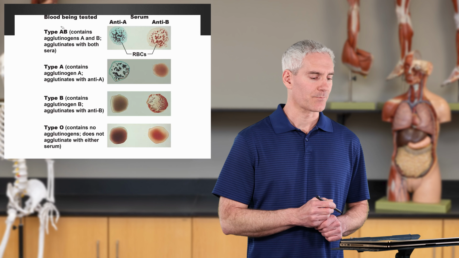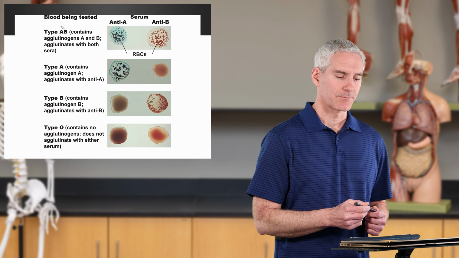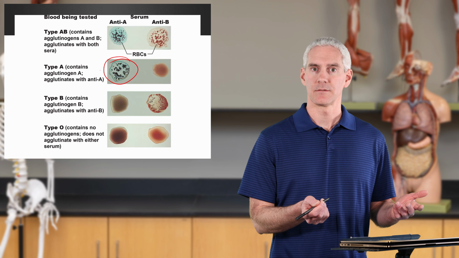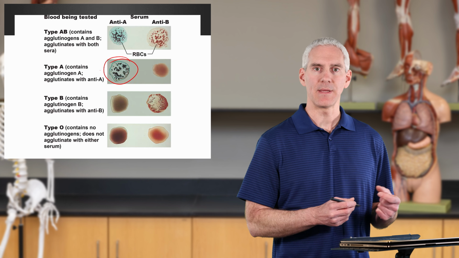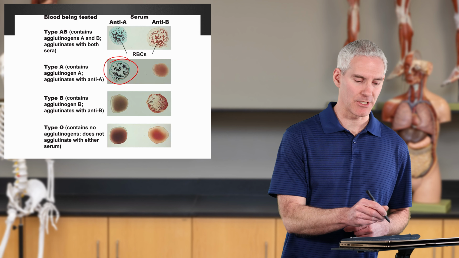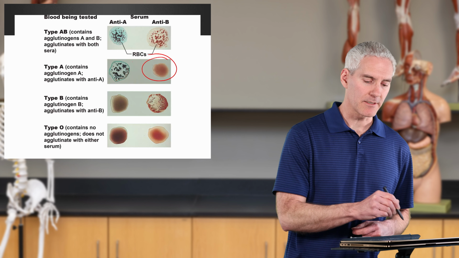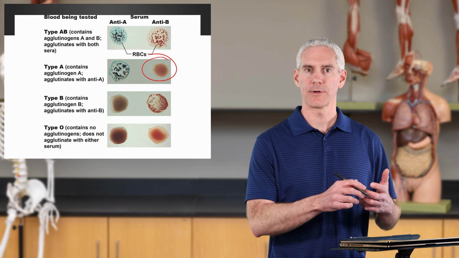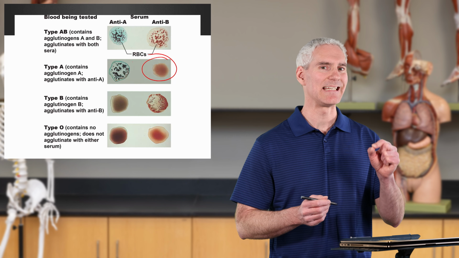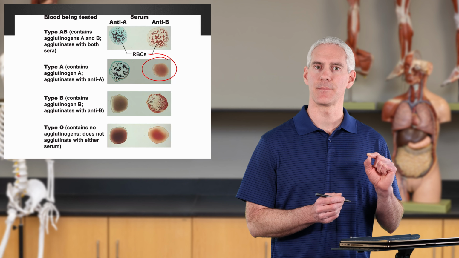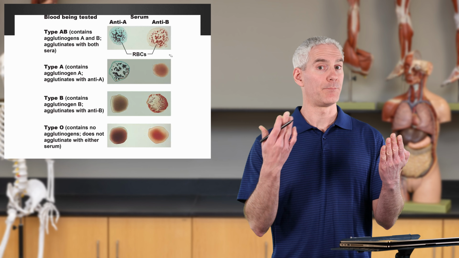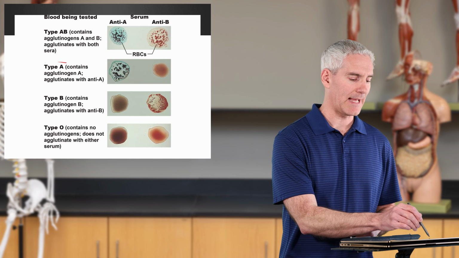Let's do the next one. You put the blood in again. You put the A antibody in. It clumped. It agglutinated. That means it found the A antigen. But over here, you put the B antibody in, anti-B, and no reaction. It did not find the B antigen. So that means A was present, B wasn't. This is type A blood.